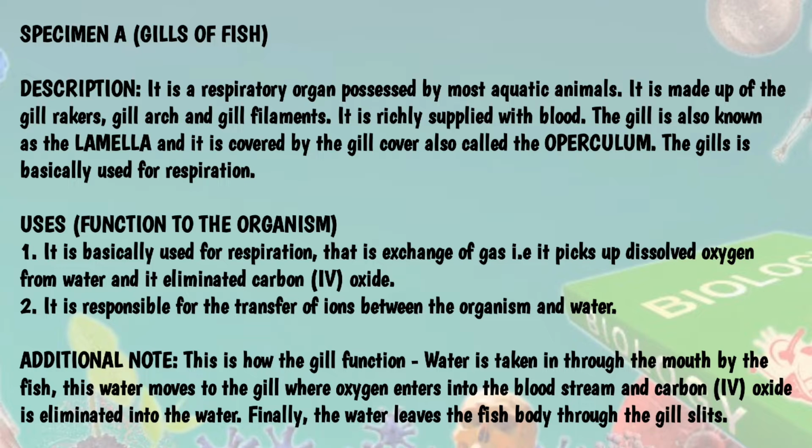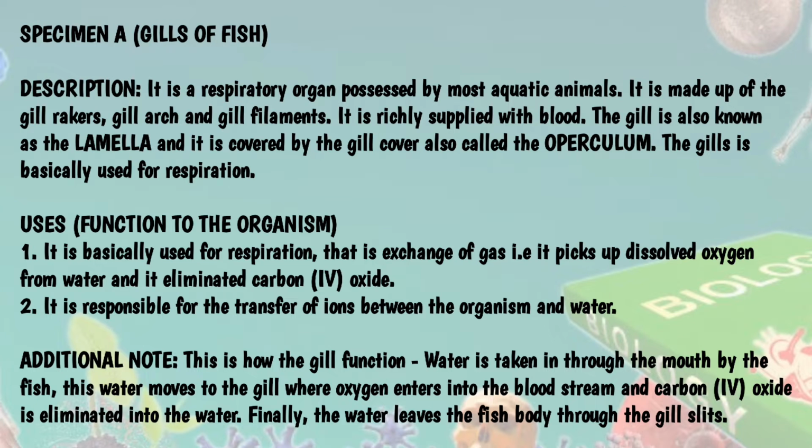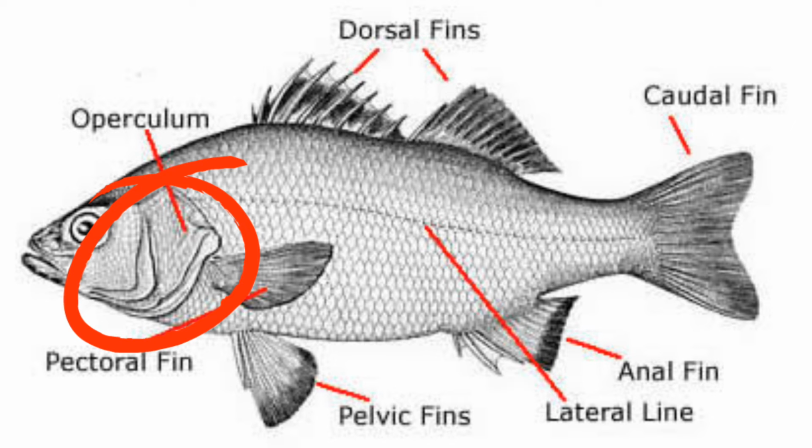Typically the gill is made up of the gill recurves, the gill arch, and the gill filament. The gill filament is also known as the lamella. On the external part, it is covered with a gill cover, and that gill cover is called the operculum. Some of us might be familiar with this. Probably sometimes when you try to cut your fish, there's a part you tend to raise up. That part is called the gill cover, the operculum.